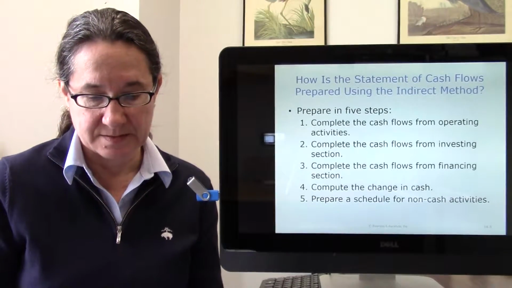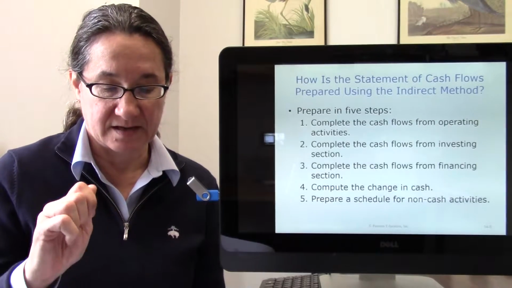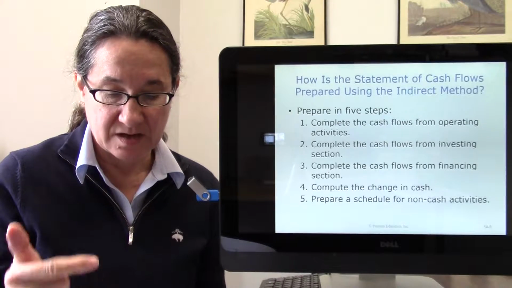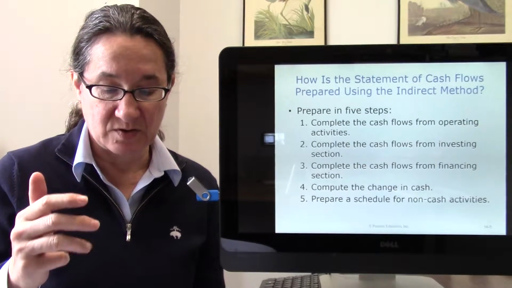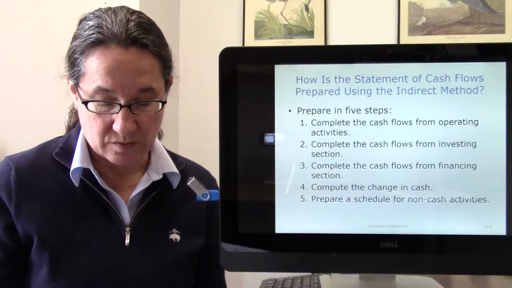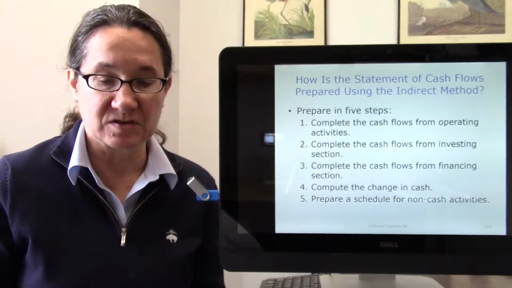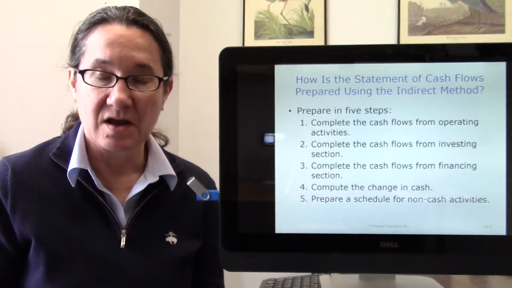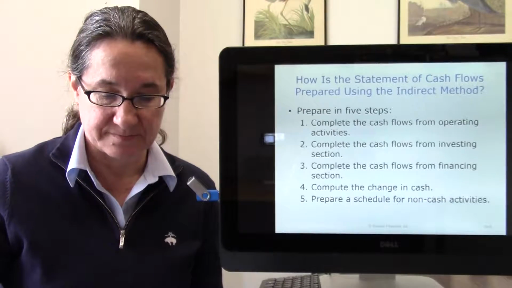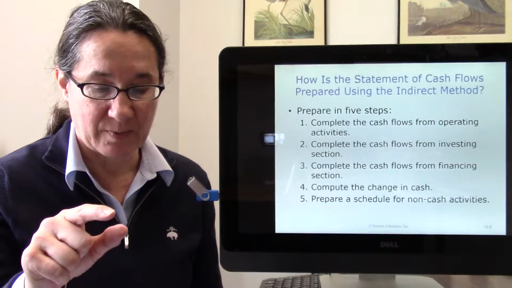Okay, so what are the steps? The steps for doing the indirect method are: complete the cash flows from operating activities, complete the cash flows from investing, complete the cash flows from financing, compute the change in cash, and prepare a schedule for non-cash activities. All right, so we're going to do indirect, and we're going to work first on the operating activities, because really between indirect and direct, the only difference is in the operating activities. So let's talk about doing the cash flow from operations indirect.